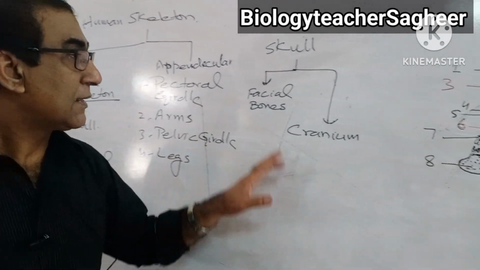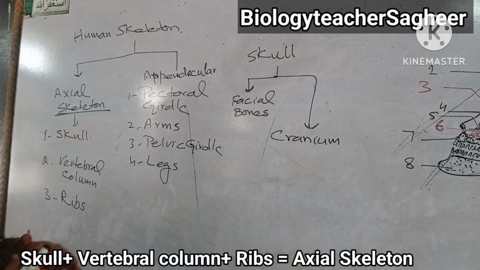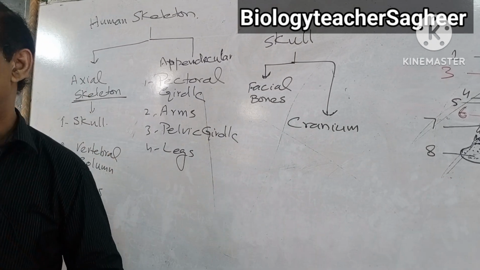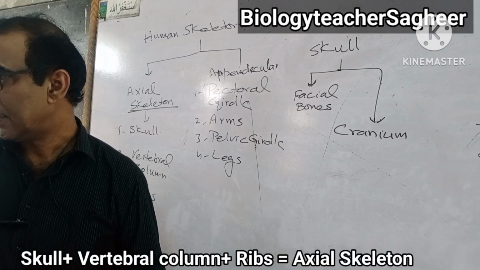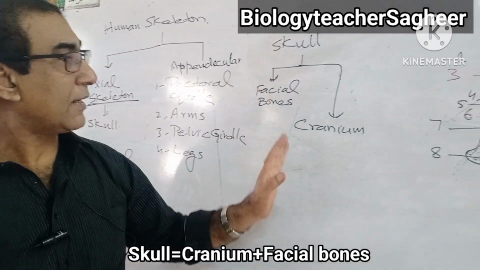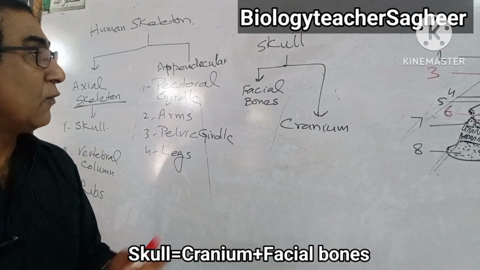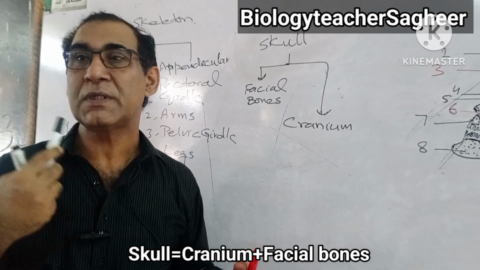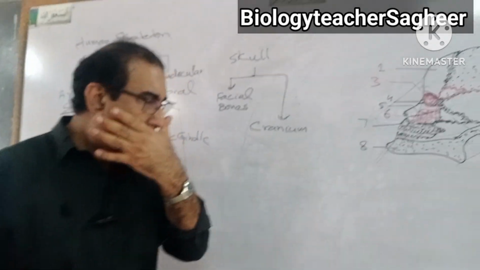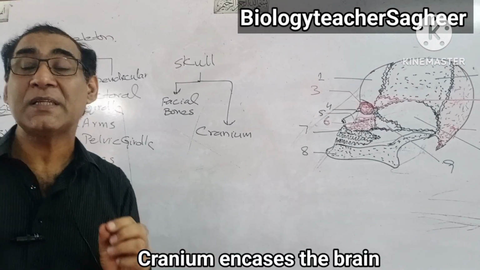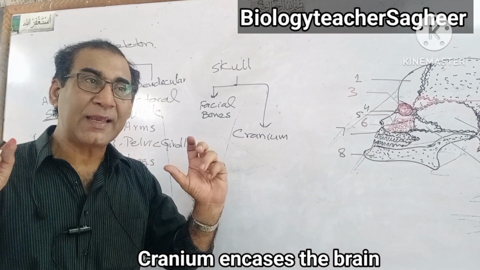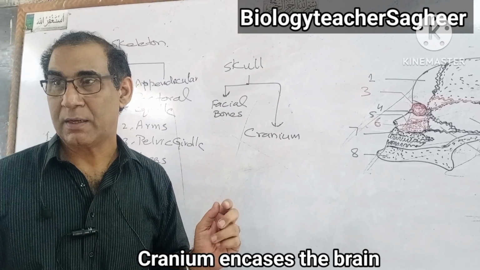Now the skull and the vertebral column and the ribs, they form what? The axial skeleton, the skeleton along the axis of your body. Clear? Now the skull consists of two parts. These are what? Your facial bones and your cranium. The cranium is actually that very part of the skull which encases your brain.